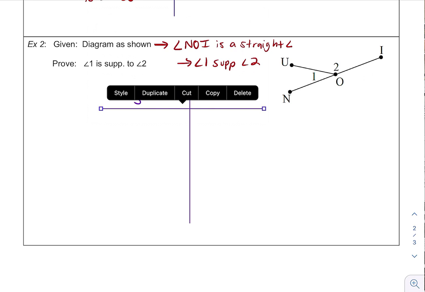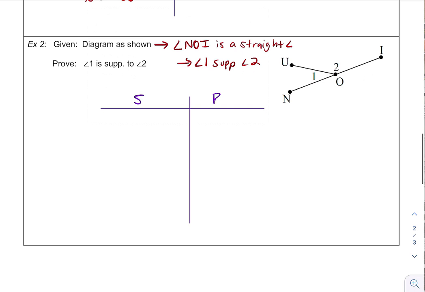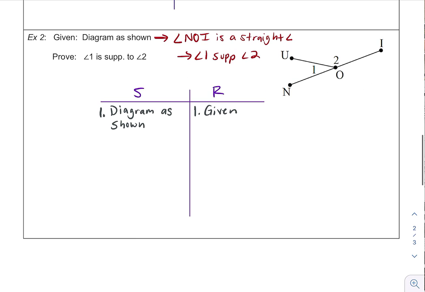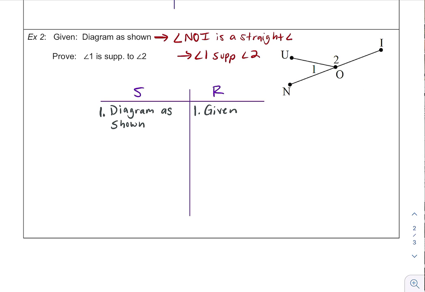So on the left are statements. On the right, we're going to organize our reasons. And we only have one given. We do need to state this given so we can get started, that we are given the diagram as shown. What this really means is that the diagram contains any of the information you would need to know. You don't need any additional information to solve this problem. All right, given.